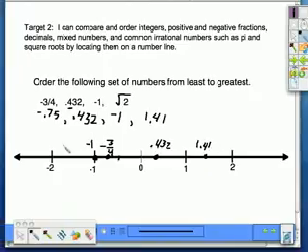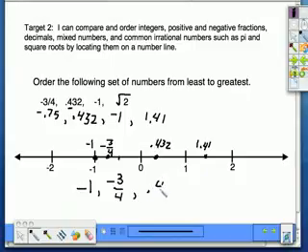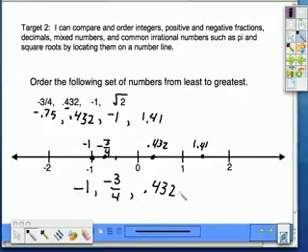And now we know that the farther we go to the right on the number line, the bigger the numbers get. So if I was ordering these from least to greatest, negative 1 is the smallest, then negative 3/4, then 432 thousandths, and then the square root of 2.